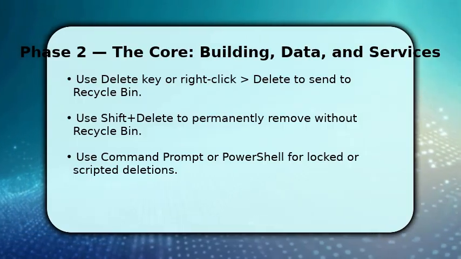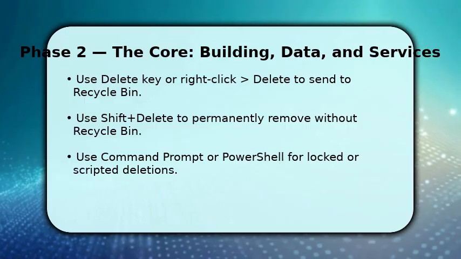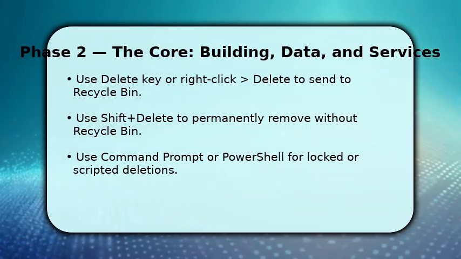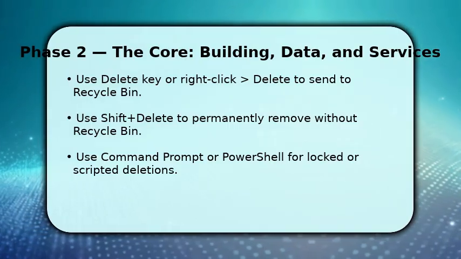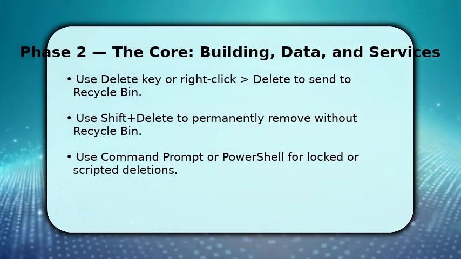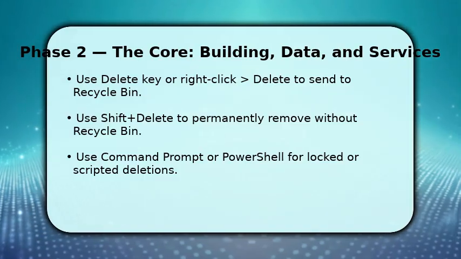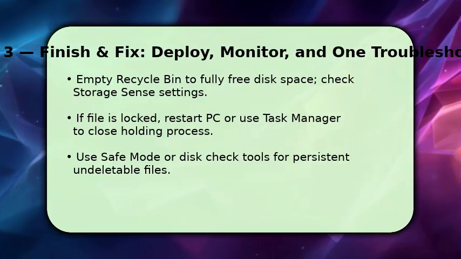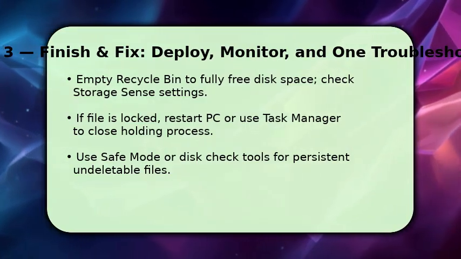Confirm the prompt. For stubborn files, open PowerShell or Command Prompt as administrator, and run Remove-Item with the correct path. This bypasses GUI locks and supports wildcards. Make sure you type the path precisely, because command line deletes are final and fast. Finish by emptying the recycle bin if you want the space reclaimed, and verify free space in storage settings.